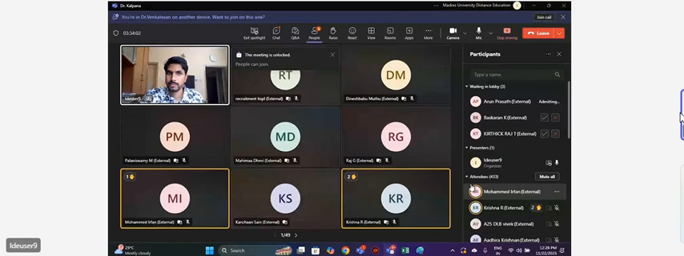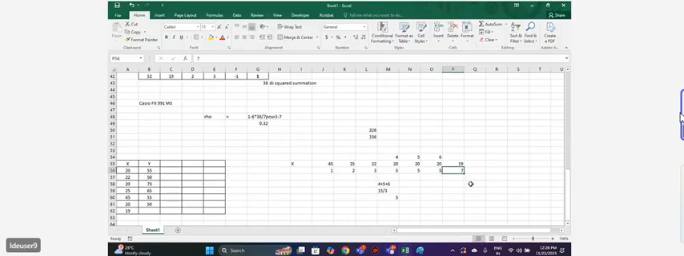Three got the point, but only 2 have got 20 marks. Means how will you get it? 4 and 5. 4 plus 5 means 9. 9 divided by 2 means 4.5. So this will be 4.5.